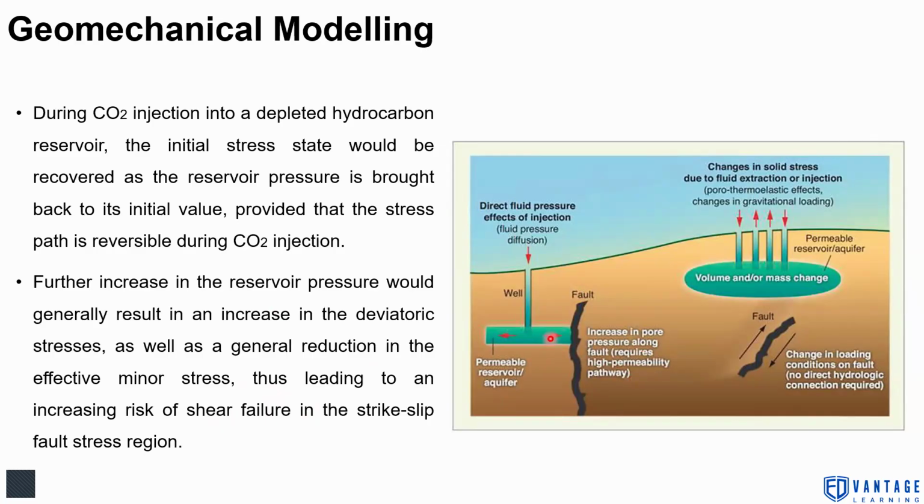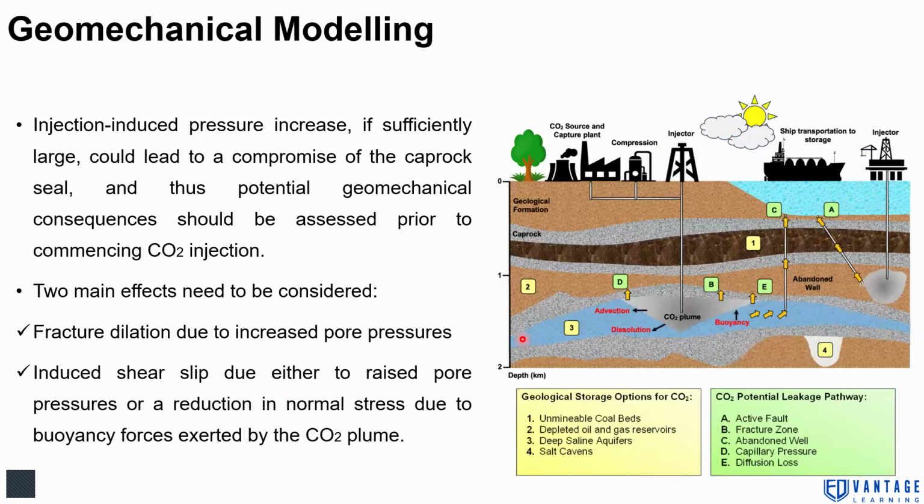While estimating the storage capacity, we always take porosity into play, but we don't take permeability into play, right? That is also important. Injection induced pressure increase, if sufficiently large, could lead to compromise of the caprock seal. So when we look at a certain CO2 storage site, we also look at the caprock seal integrity, because that is what prevents CO2 from migrating further.